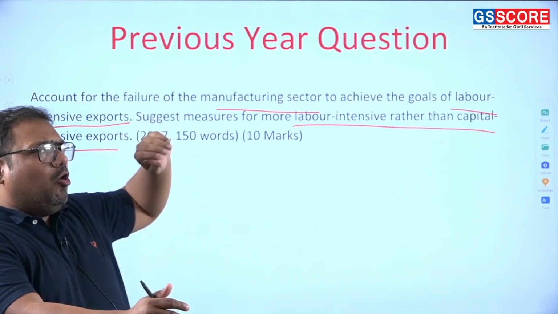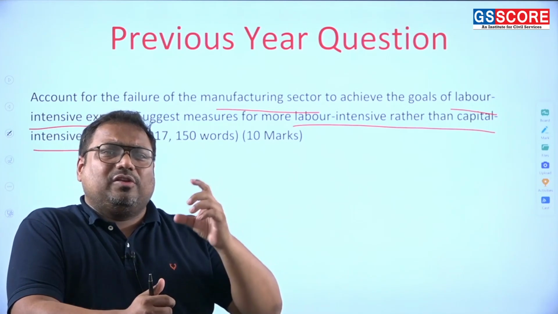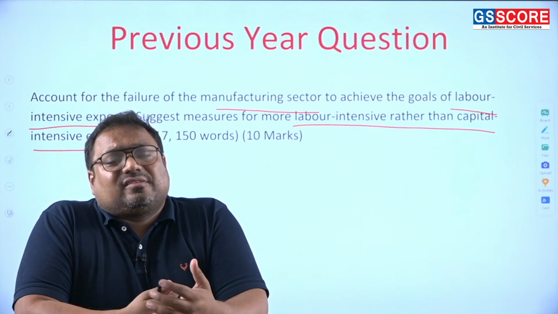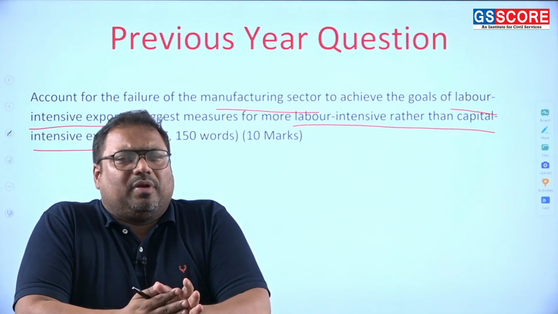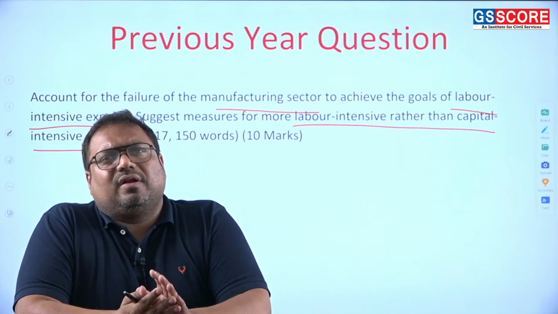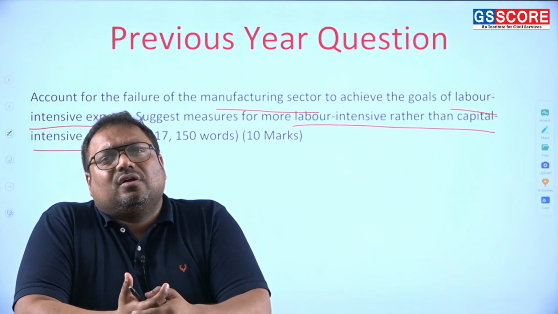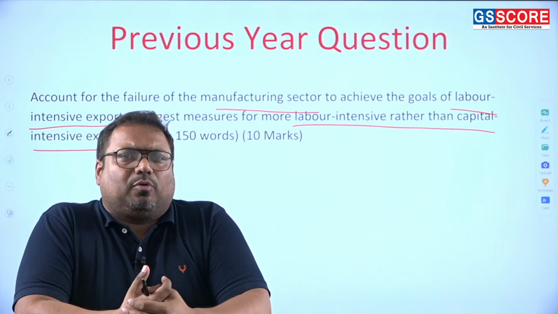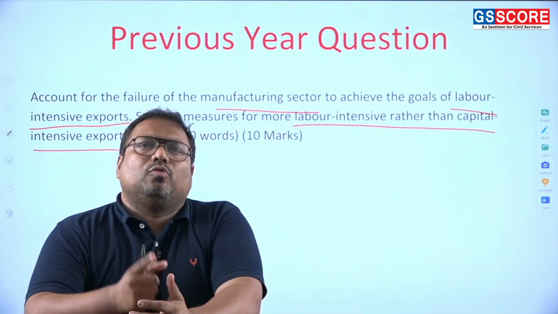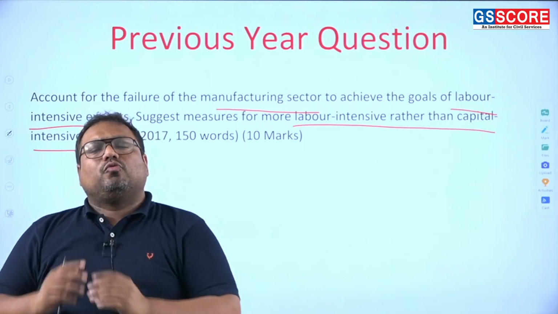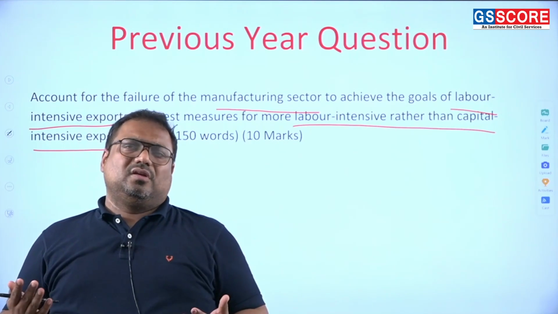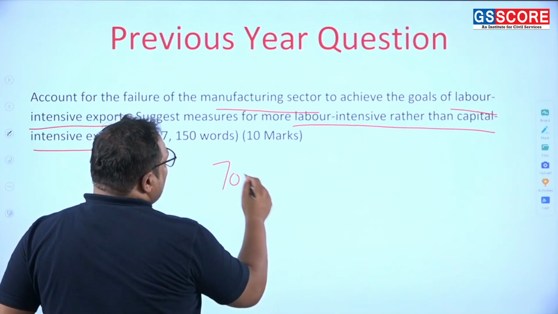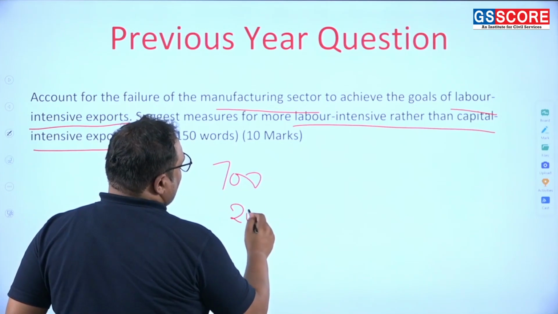We are talking about how the manufacturing sector failed to ensure that we have labor intensive exports. Means the products that we export from India should be a product of a labor intensive manufacturing process. Means if we export 1 crore rupees worth of products, we should be creating perhaps, if there is a choice, 700 jobs instead of 200 jobs.